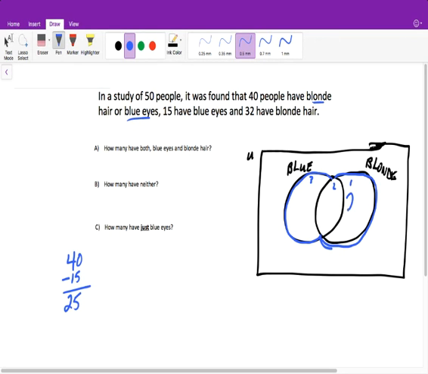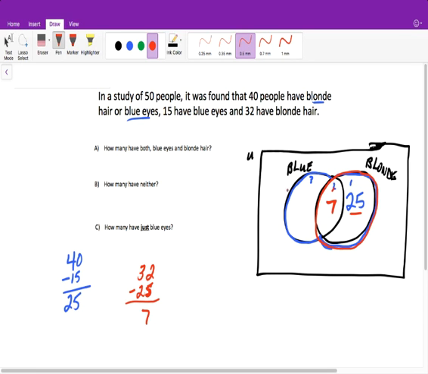So that means there are 25 people who only have blonde hair, because these 40 have to have one or the other. And if only 15 have blue, the remaining of these 40 must have blonde hair, because 40 people have blonde hair or blue eyes. So once we know there are 25 that have blonde hair, and there are 32 total in this entire circle, well, we've already accounted for 25 here. That means the remaining of those 32 have to be put in this region. So we can do 32 total with blonde hair, minus the 25 that have only blonde hair, and that's equal to 7. So 7 people have both.